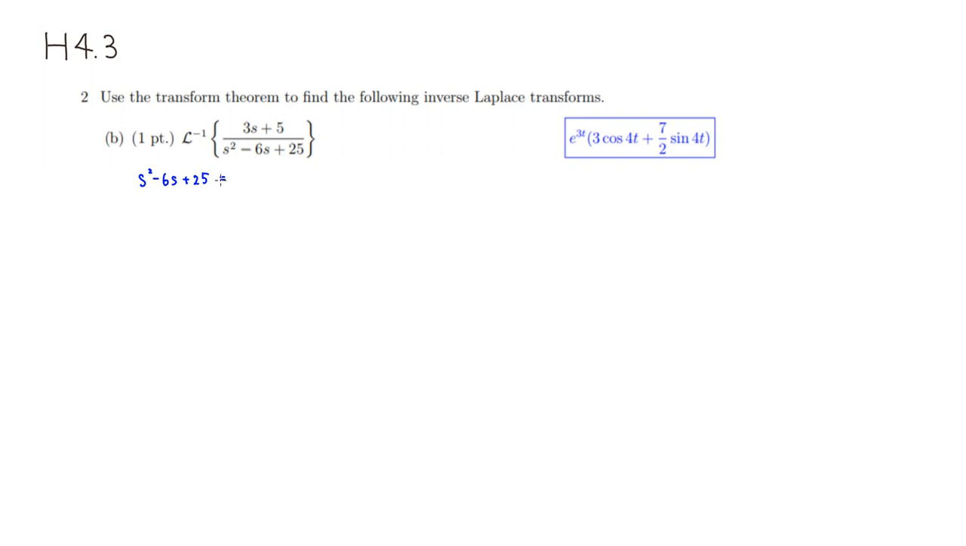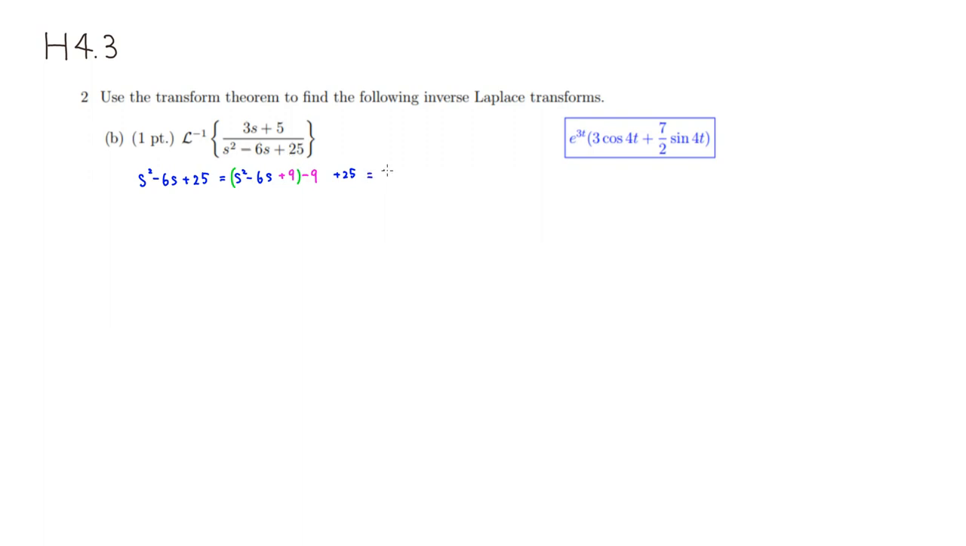This can be factored out by completing the square. Let's see, s squared minus 6s. What we need to do is find the third term we need. Half of that is negative 3, and squaring that is 9. So I'm going to add 9, but I'm going to subtract 9 right away. By combining those three terms, we can complete the square.